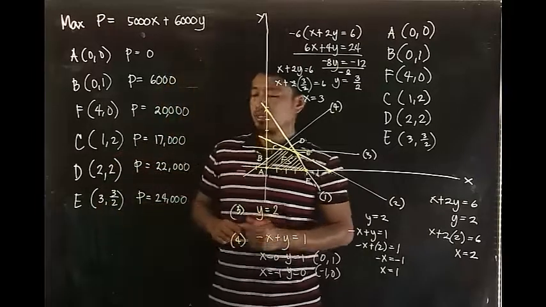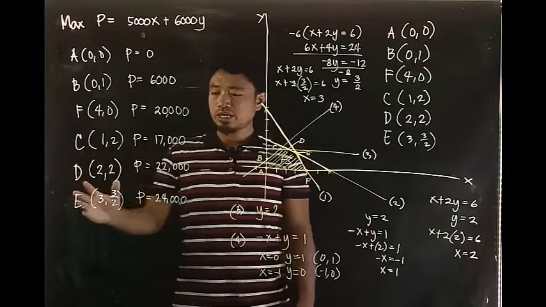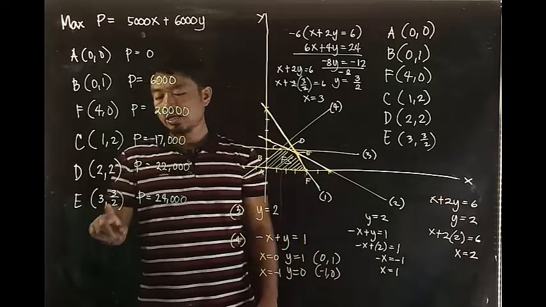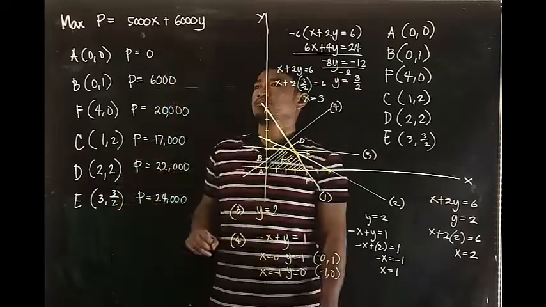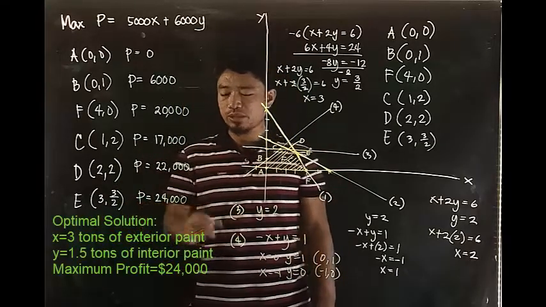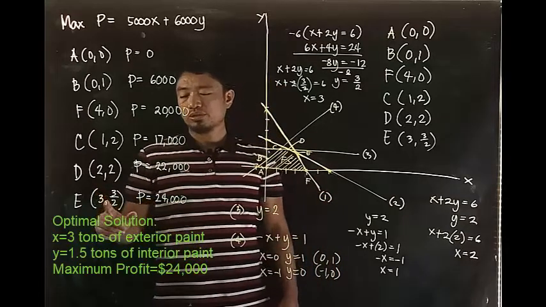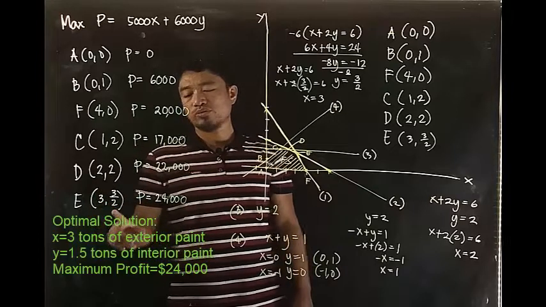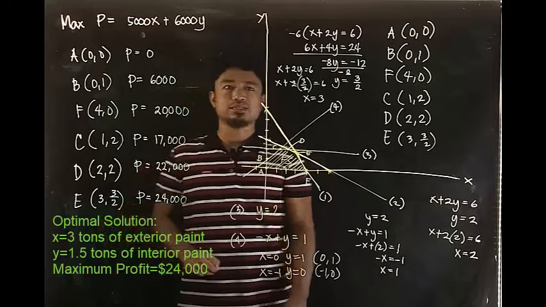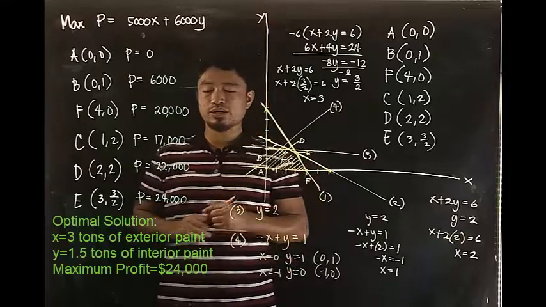And finally, since our objective is to maximize the value of p, the highest value of p is 24,000, which occurs at the point (3, 3 over 2). So our solution means that in order to attain the highest possible profit of $24,000 daily, ready-mix needs to produce 3 tons of exterior paint and 3 over 2, or 1.5 tons, of interior paint daily. And that ends the solution using the graphical method.